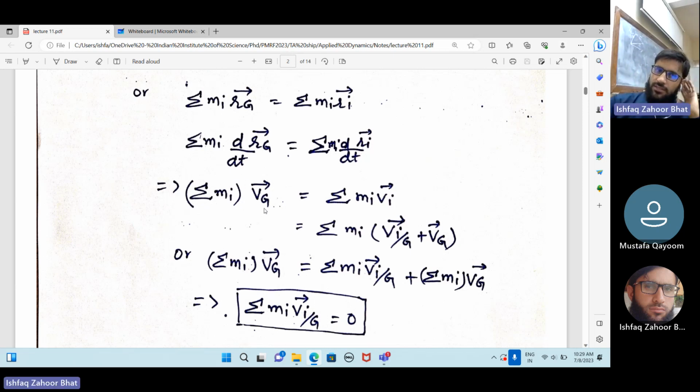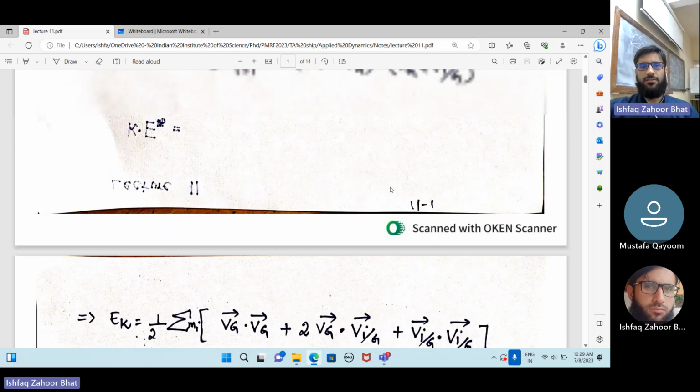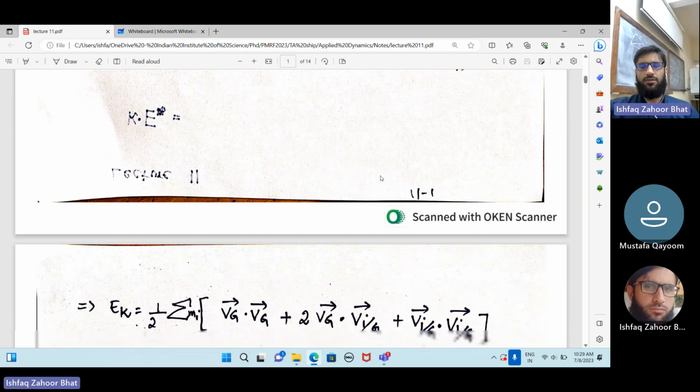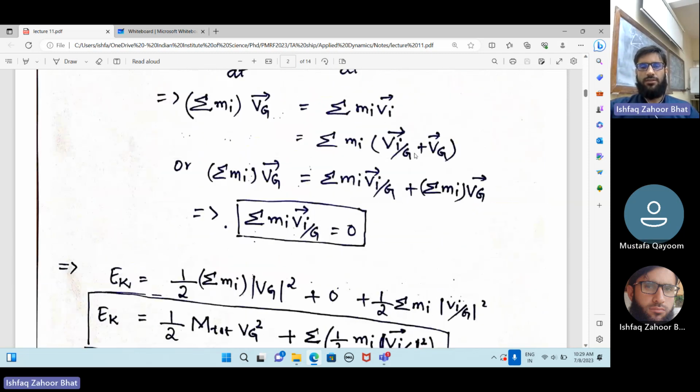So d by dt of Rg is nothing but the velocity of the center of mass, which I have written as Vg, and mi d by dt of Ri is nothing but Vi. Again, I can write this Vi as Vi with respect to G plus Vg. So this summation of mi Vg is nothing but mi Vi with respect to G, summation of mi Vg. Now, you can see that mi Vi with respect to G is equal to 0.